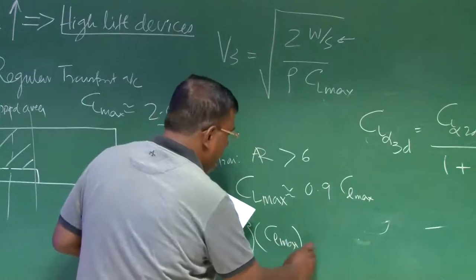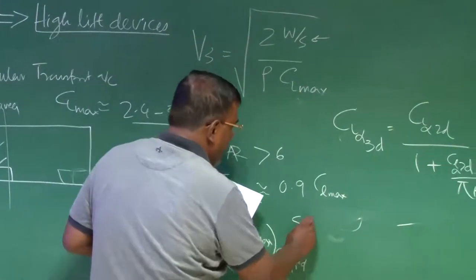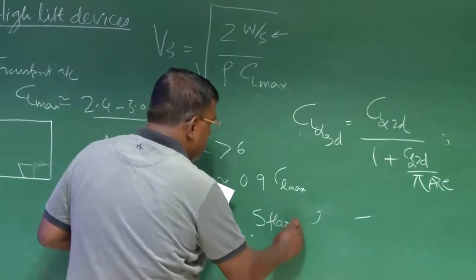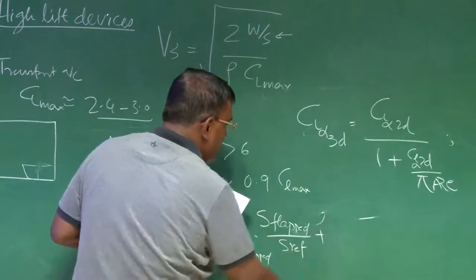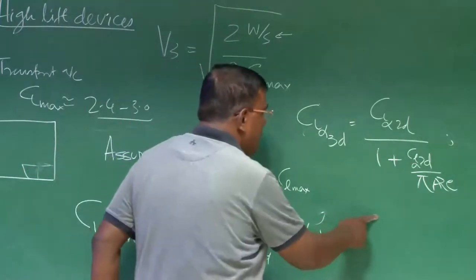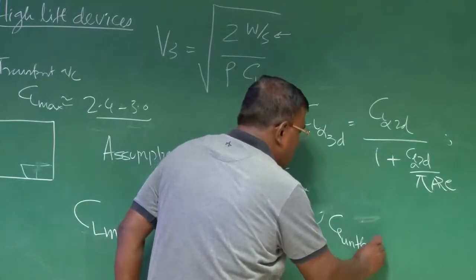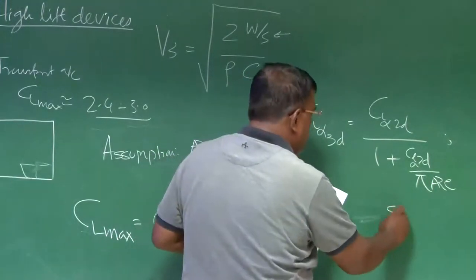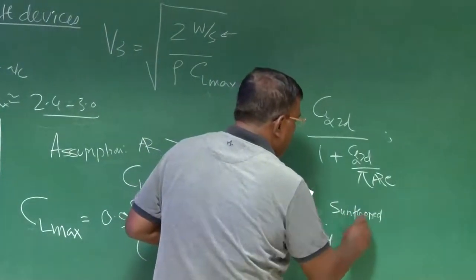This is CL flapped into S flapped by S reference, which is the wing area, plus CL unflapped into S unflapped by S reference.